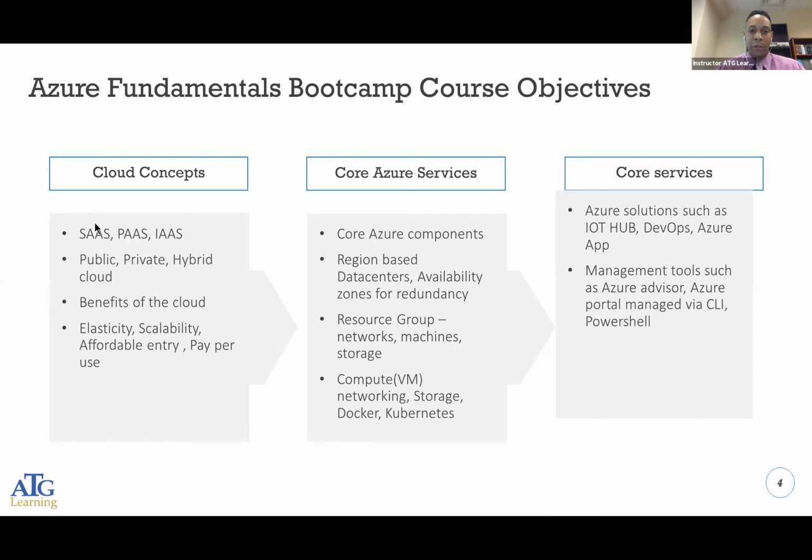Private cloud, internal employees only. You have to authenticate before you gain access. Hybrid clouds are in between. Maybe I want some things to be in the cloud, but maybe I want some of the things to be private.